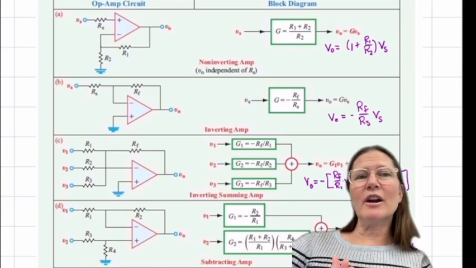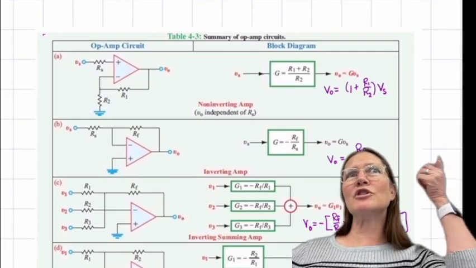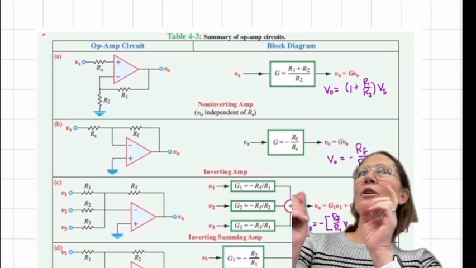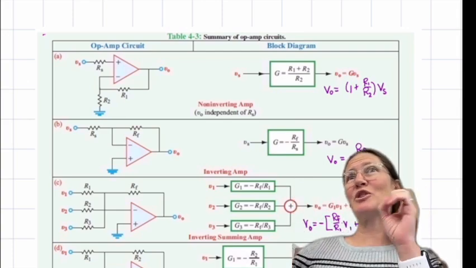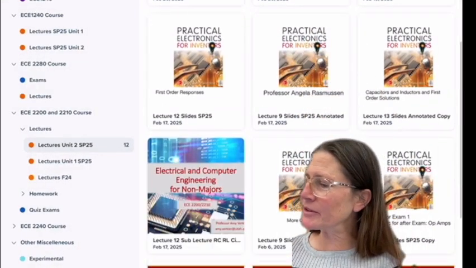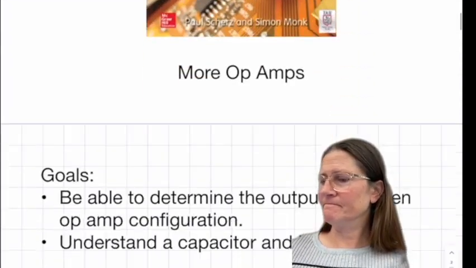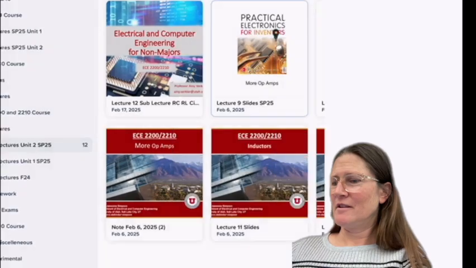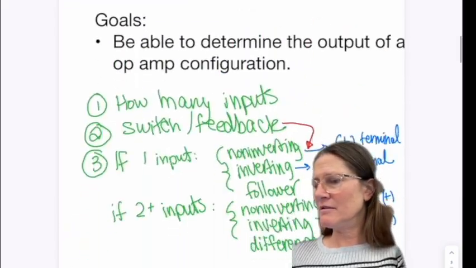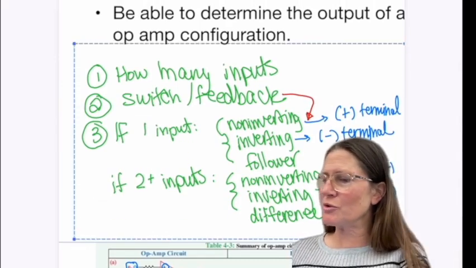Okay, so identifying op-amp circuits. Remember, for identification, you have to first look at how many inputs are there. Actually, before that, is it a switch or is there feedback? Let me go back to where I put all those op-amps. Remember, I had a summary of these. Okay. So how many inputs? Is it a switch or a feedback?